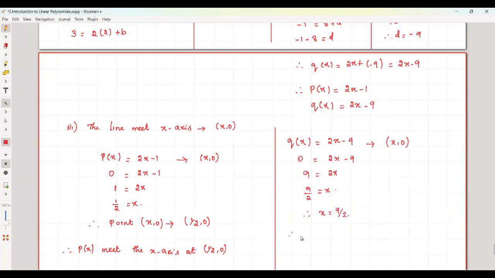Therefore the point. So what is the point? The point will be (9/2, 0). Therefore q of x meets the x-axis at (9/2, 0).